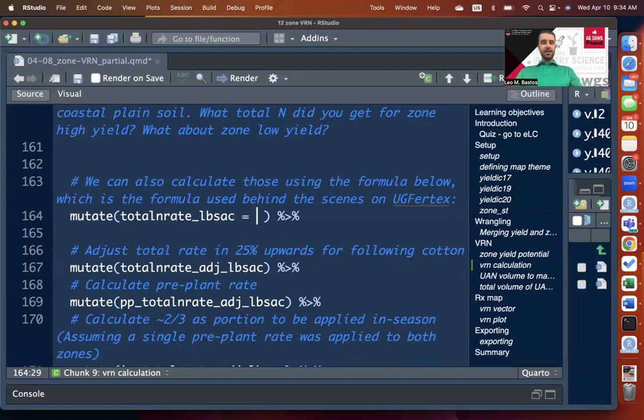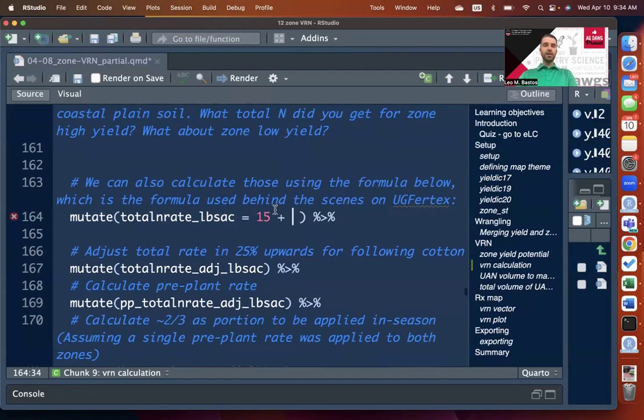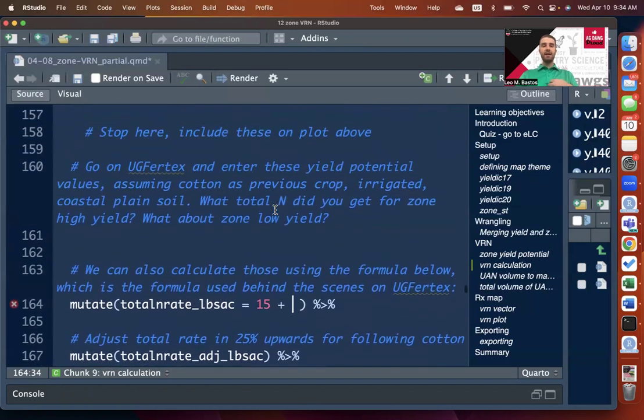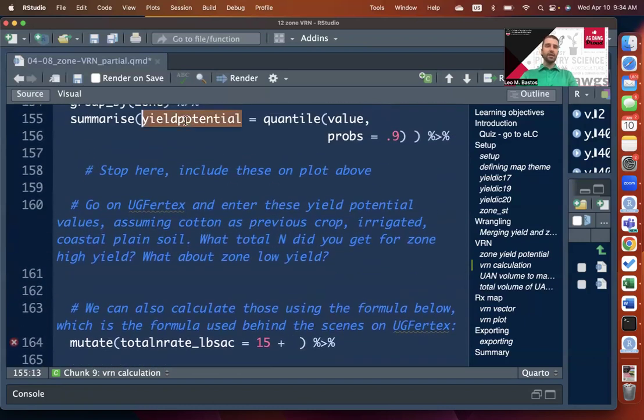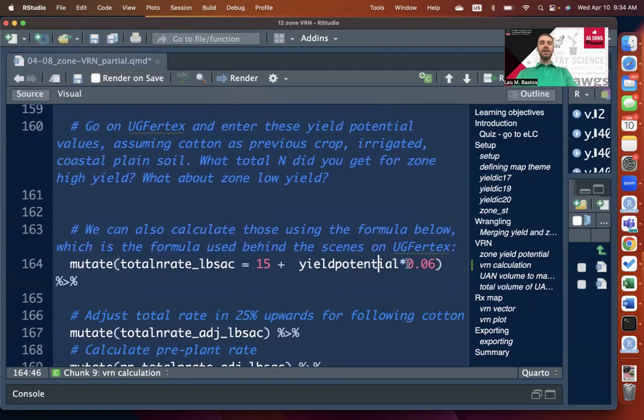So that equation is 15. So 15 here is the y-intercept. So 15 plus your yield potential, which in our case, we already have a column with that name, that yield potential that we created above. So yield potential times 0.06. So 0.06 is the slope of this regression. So 15 is the intercept, 0.06 is the slope.